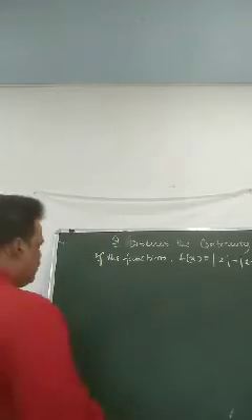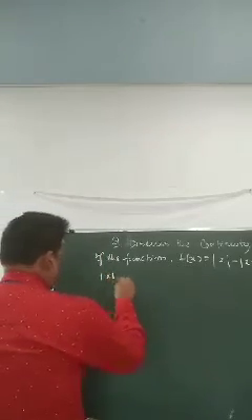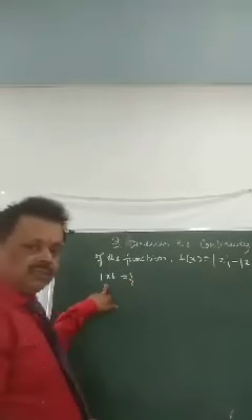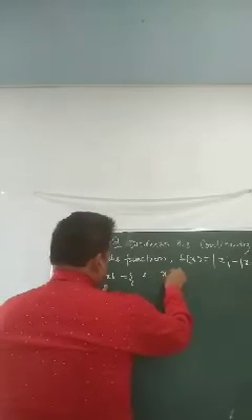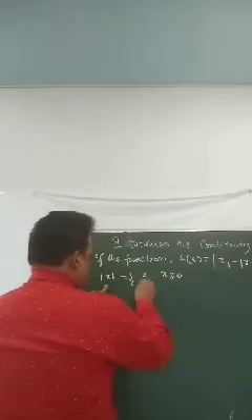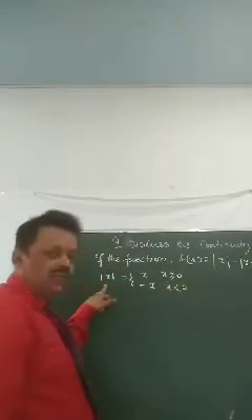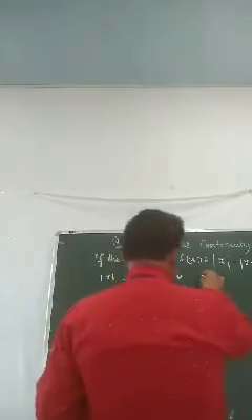First we define what mod of x is. Mod of x is x when x is greater than or equal to 0, and minus x when x is less than 0. This we have already discussed. Now look here.